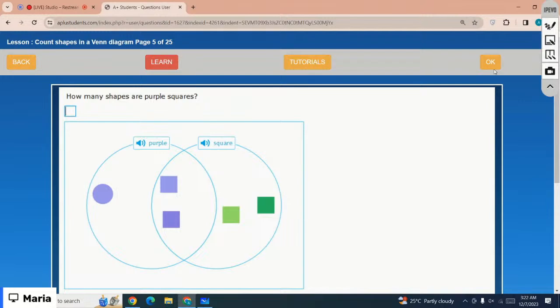How many shapes are purple squares? Now you have to be specific with both the color and the shape, right? Purple and square.